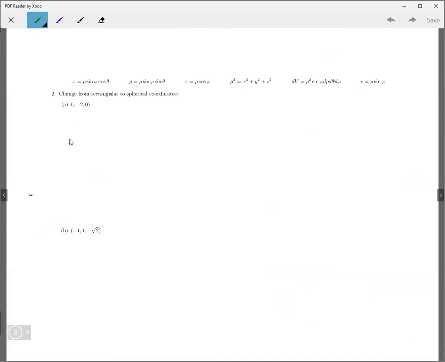So here we have this first one. It's probably a good idea to graph it. 0, -2, 0. So it looks like we're back here at -2 right there. And there's the point right there. Okay, so we're looking for, once again, the order is rho, theta, and phi.